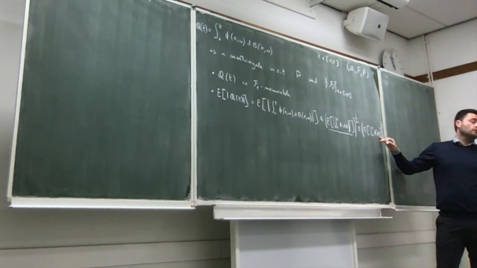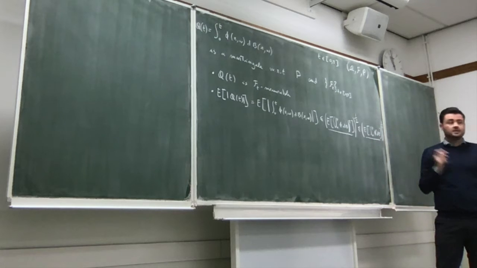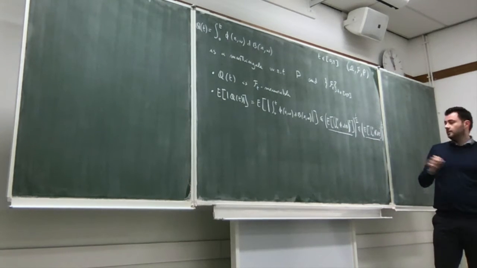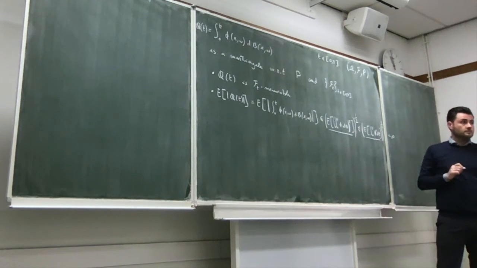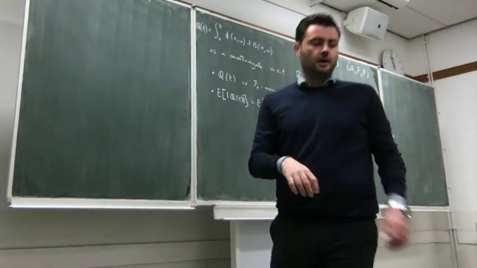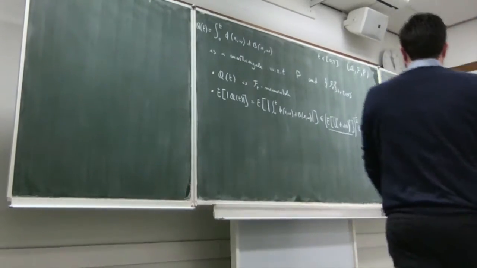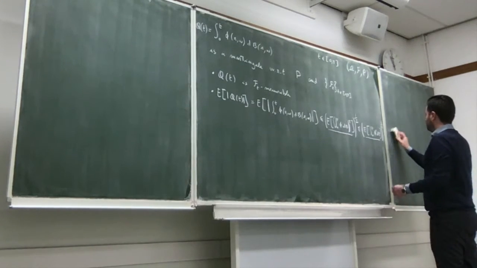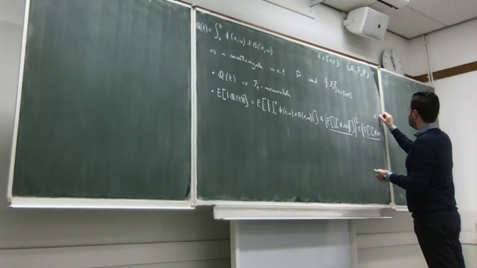But now, what do we know about phi? Phi is in the M2 class. So what's the third requirement of a function to be in the M2 class? That this guy is finite. Okay, so this is finite. So the integrability part is given. So let me write that here. This is finite.